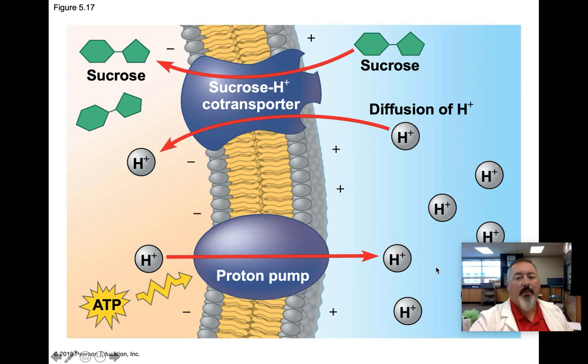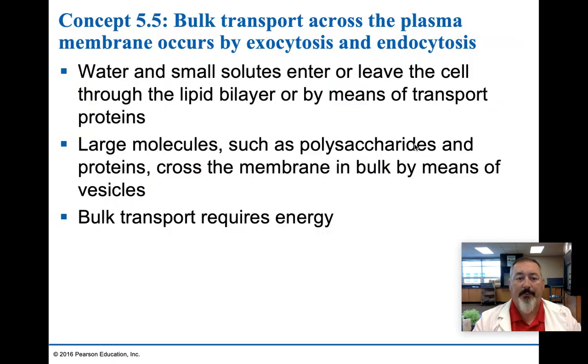So by generating a proton gradient, you now have the diffusion of these across. You're going to have the sucrose hydrogen ion co-transporter that's going to move sucrose in passively. And it's going to do that through the process. And it's even showing a lower concentration to the higher concentration. It's going to do that in the process due to the diffusion of these hydrogen ions across that membrane.